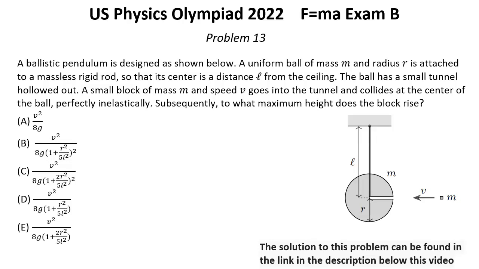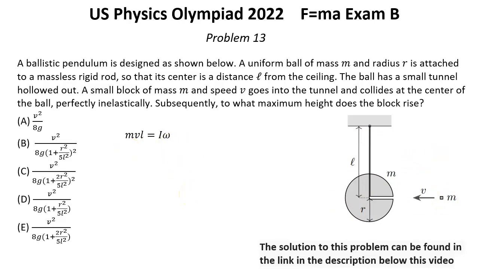Solution for problem number 13. First, let's use angular momentum conservation, because during this collision the angular momentum is not changing, and we can write equation that initial angular momentum for this small mass m equal mvL, and it's going to angular momentum for whole system rotating around ceiling point, which is I omega. I, it's a moment of inertia of whole system, this pendulum plus this mass, and omega is angular speed.